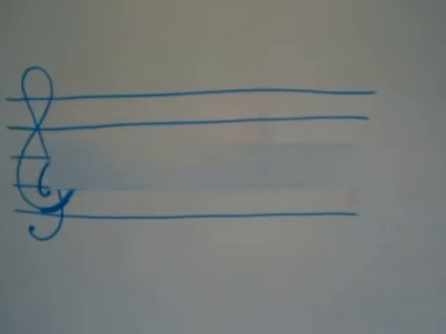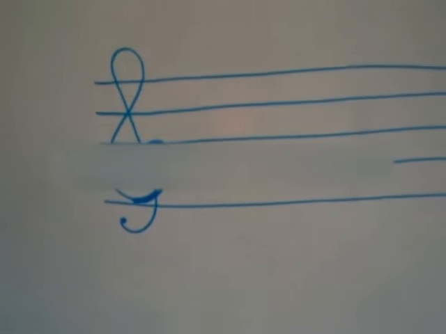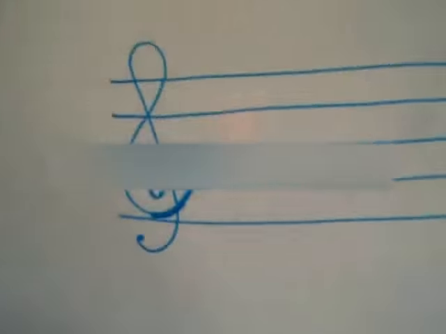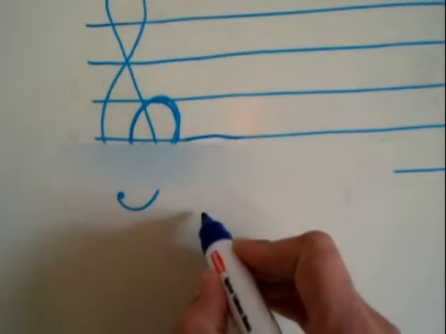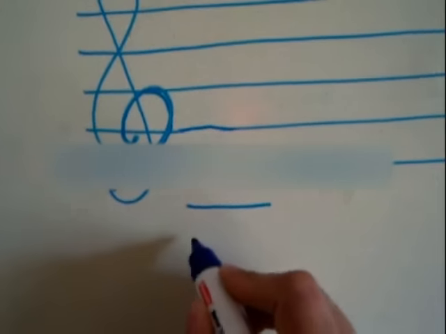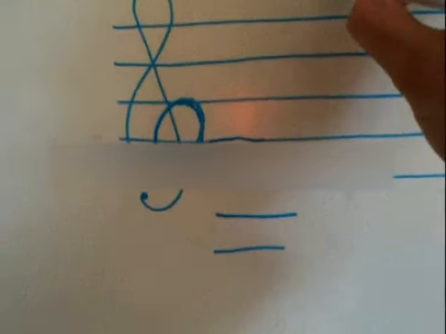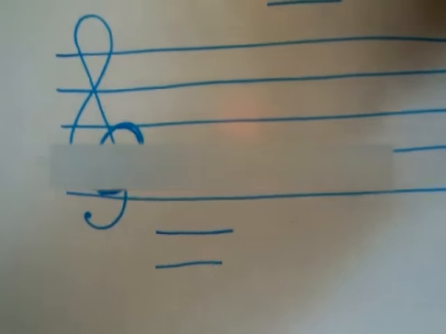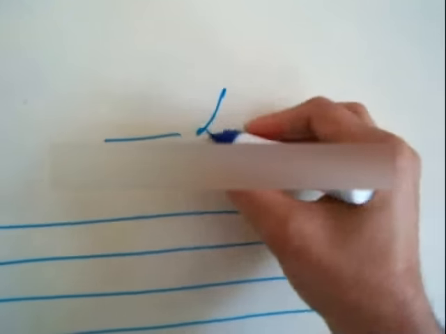If you want to add more notes, you have to add more lines above or beyond this staff, suppose here, or here, or here, to add more notes. So these lines are called ledger lines.